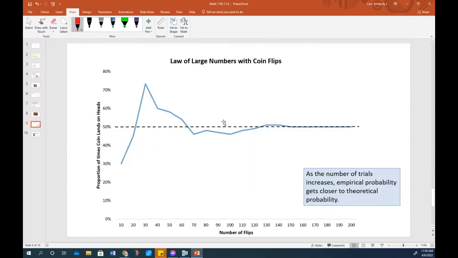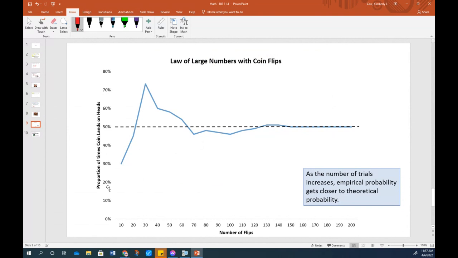Let's back up and talk about the law of large numbers with coin flips. We know that theoretically, when you flip a coin, you should get heads 50% of the time and tails 50% of the time. But if you actually flip it 10 times, it would be pretty unlikely for you to get 5 of each. If you flip it 20 times, it's still unlikely for you to get 10 of each. So how many times do you have to flip it before we start getting heads about half the time and tails about half the time?